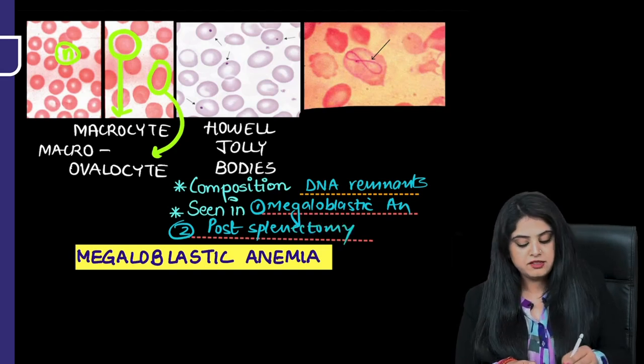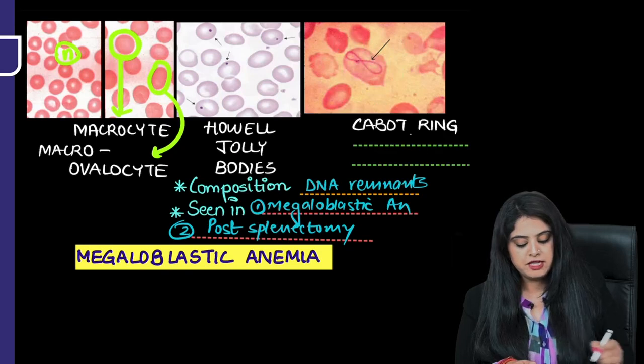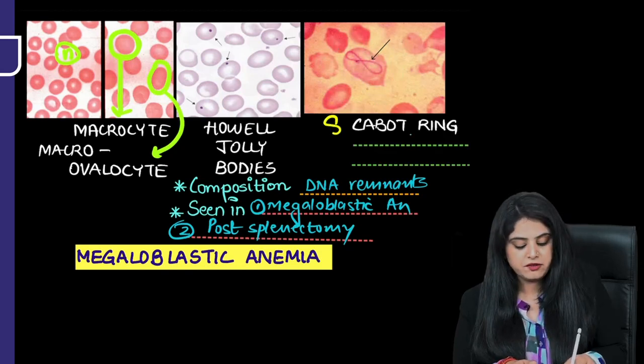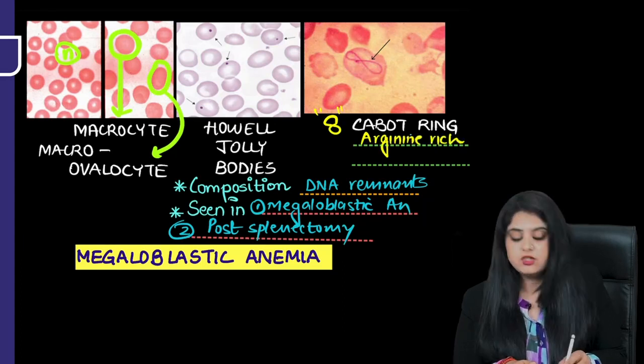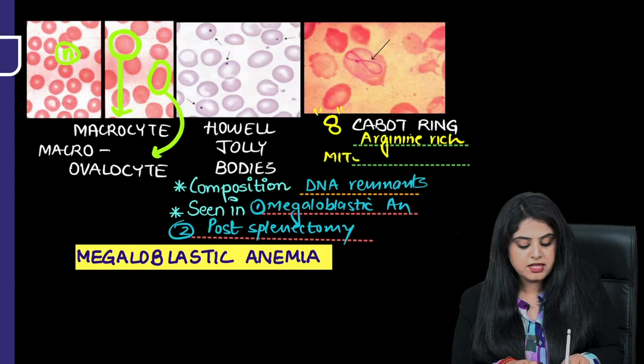The next one is very simple. You see this beautiful figure of 8, and that has to be Cabot ring. Figure of 8 appearance, Cabot ring. What is it made up of? It is arginine rich. They ask you which amino acid. It is arginine rich, and it's nothing but a mitotic spindle remnant.